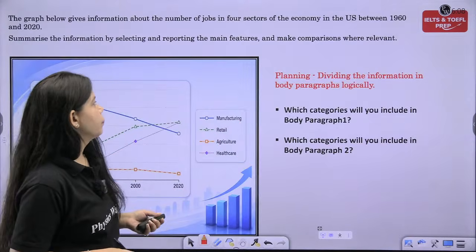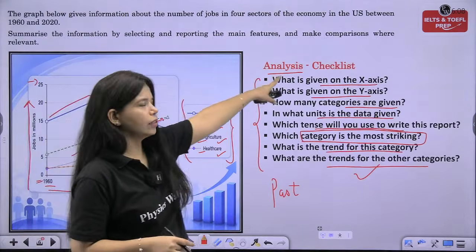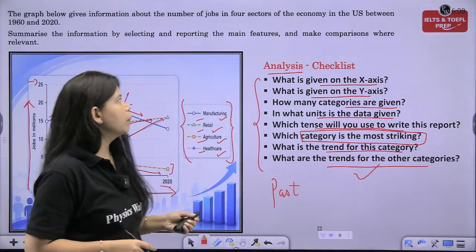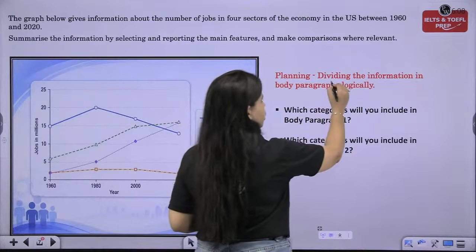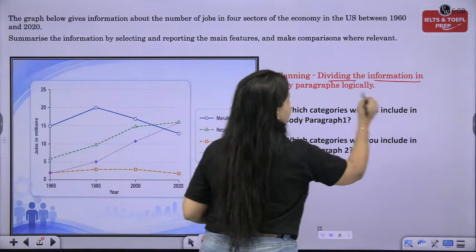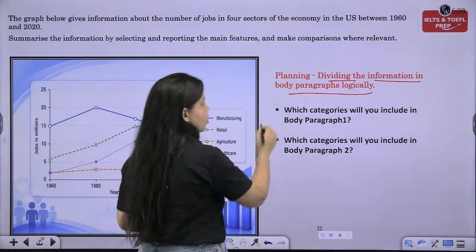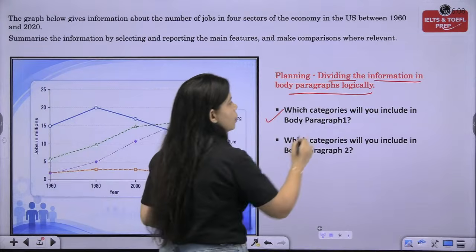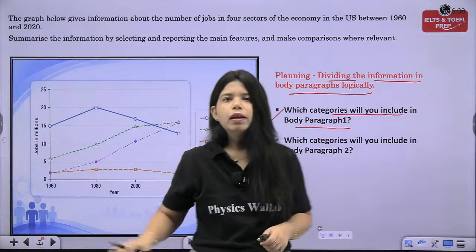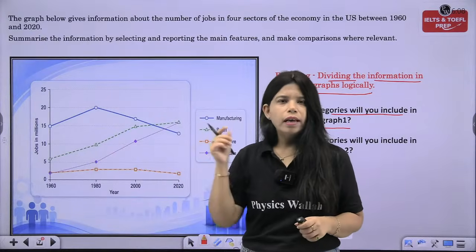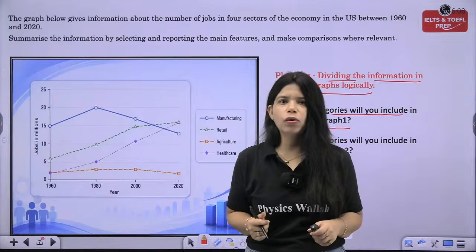Okay, look here. That was the analysis checklist. Now I am giving you the planning checklist. Planning means now you need to plan how do I divide the information in body paragraphs logically. Question number 1, which categories will you include in body paragraph 1? You have 4 categories. Which category will you take in body para 1?